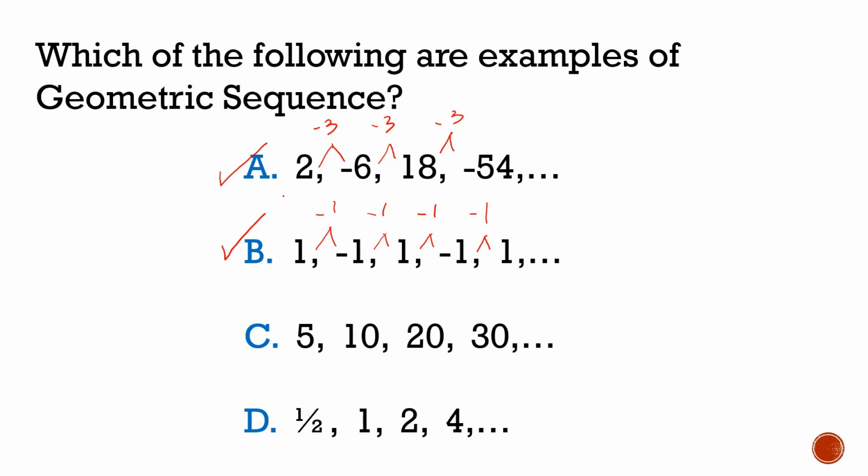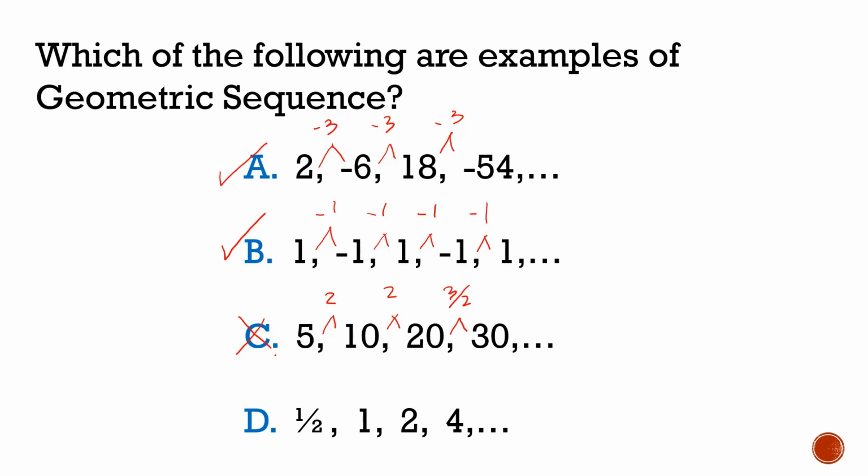Now let's try the third one, letter C. 10 divided by 5 is equal to 2. 20 divided by 10 is equal to 2. But 30 divided by 20 is 3 over 2. Here we can see that there's no common ratio between the terms, so we will not consider letter C as a geometric sequence.